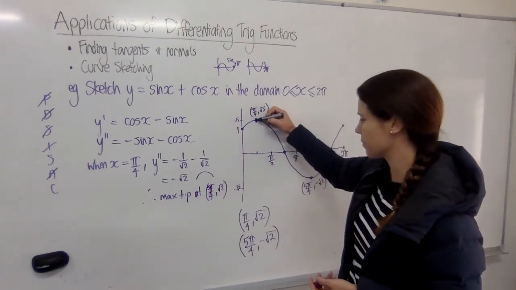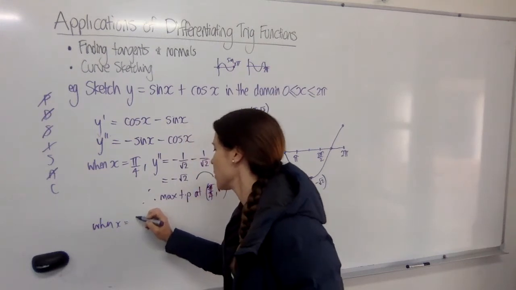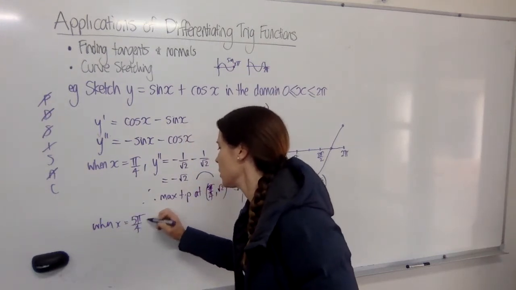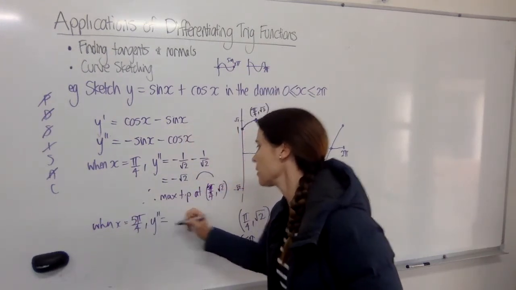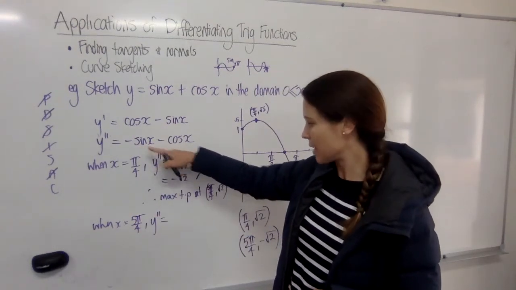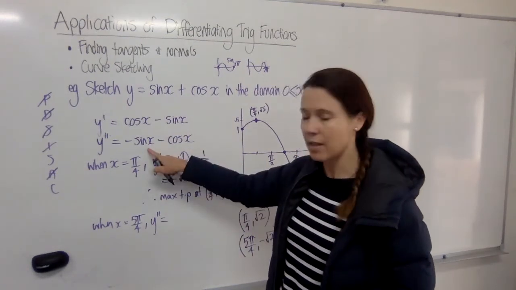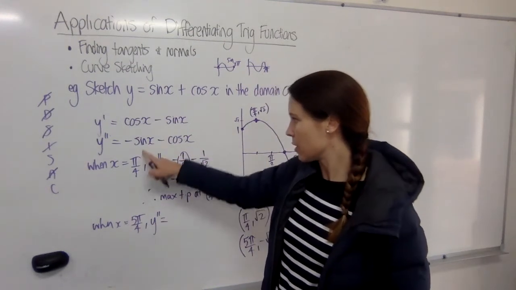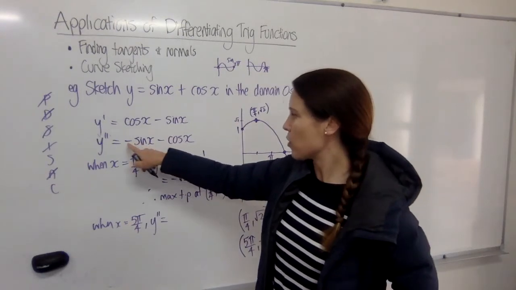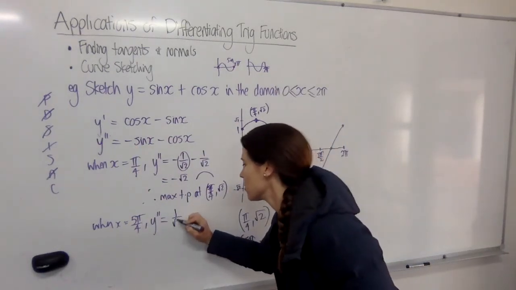That's this one. Now we need to sub in when x equals 5 pi on 4. What would y double dash be? All right, 5 pi on 4. If we're finding the sine of that same angle, it's got the same actual value, doesn't it? But it's in the third quadrant. So it's going to be negative. So we've got negative 1 on root 2. That's just positive 1 on root 2.